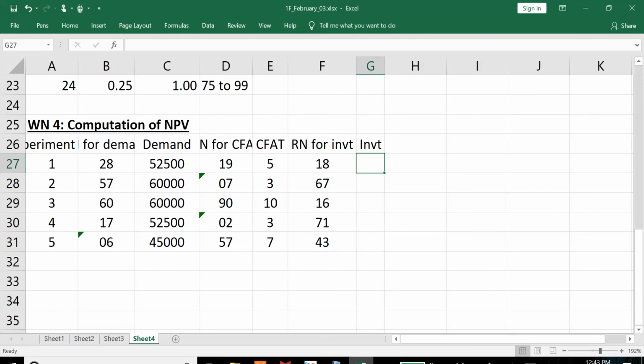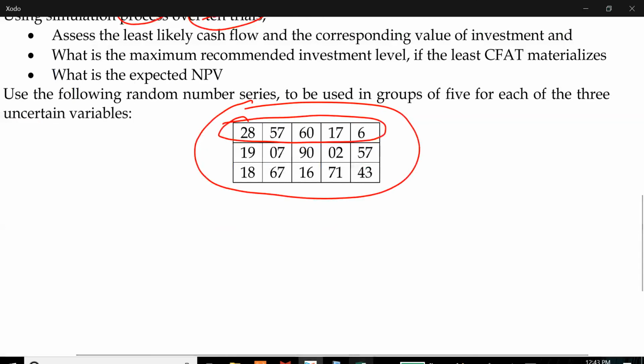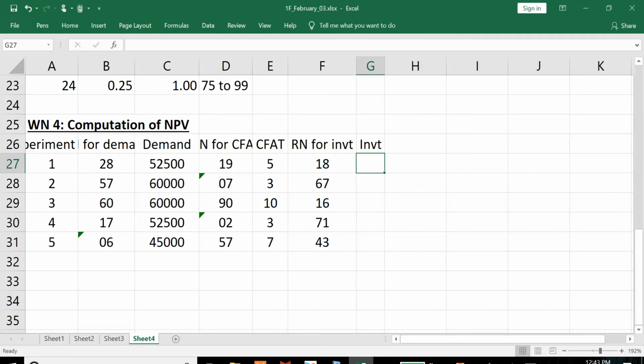The random number for investment is going to be the values 8, 16, 8, 16, 8. The last one is also 16, so 8, 16, 8, 16 and 16. Now it becomes 5 different scenarios for NPV calculation. Any doubts till this?